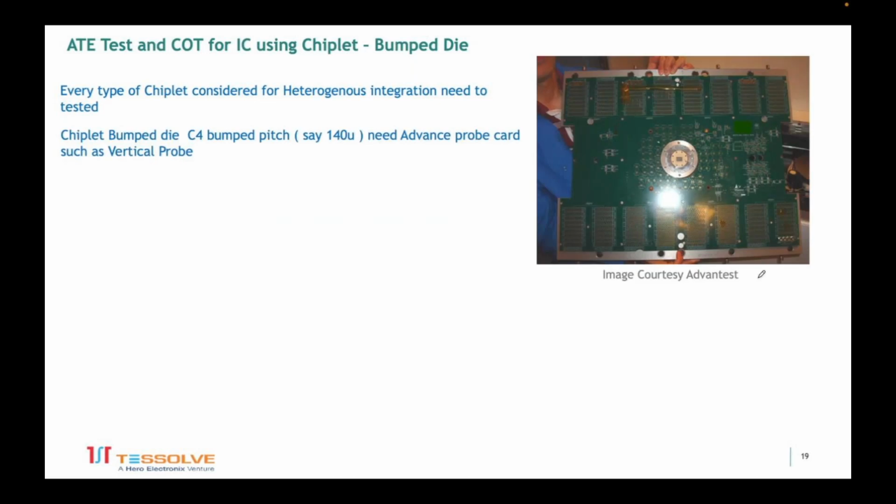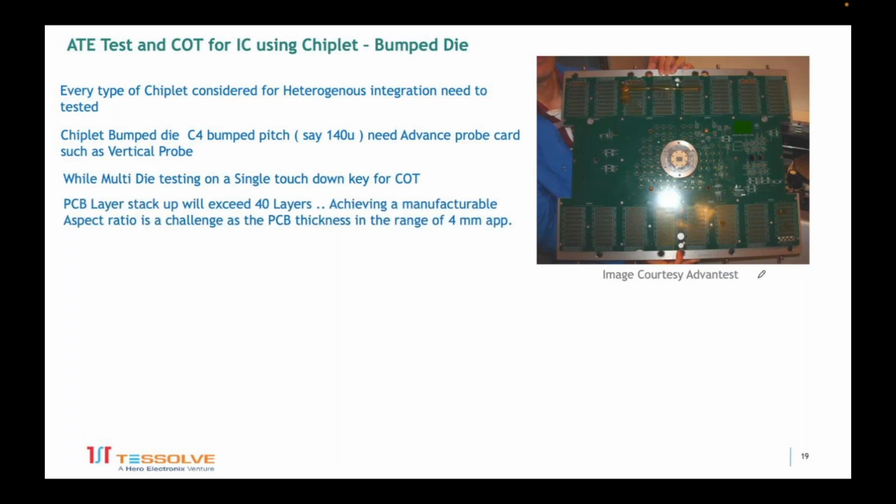For example, if a chiplet is, say, a 140 micron pitch C4 bumped die, the picture shows one of the 93K load boards, where we have a vertical probe card, and this is a very complex board. Definitely you want to achieve as many die touchdowns as possible to bring down the cost of test. Of course, this will be limited by the number of channels and the power supplies' capability to power up as many dies as possible.